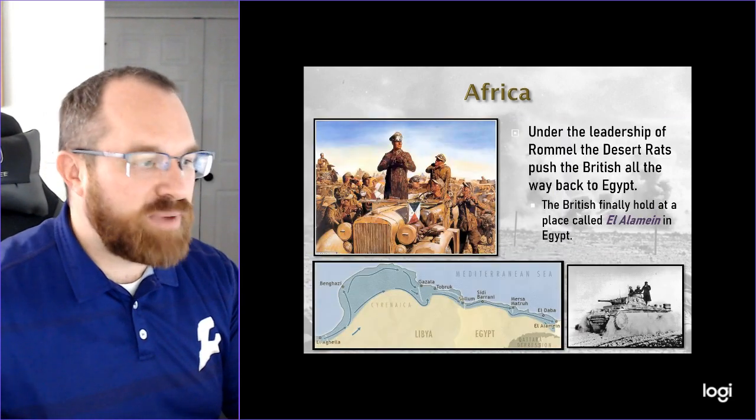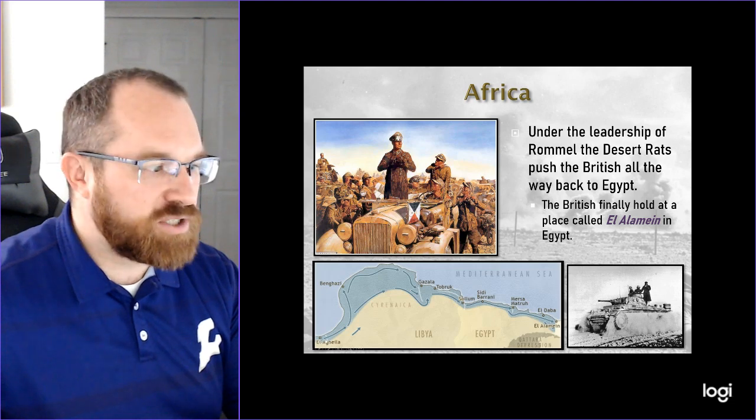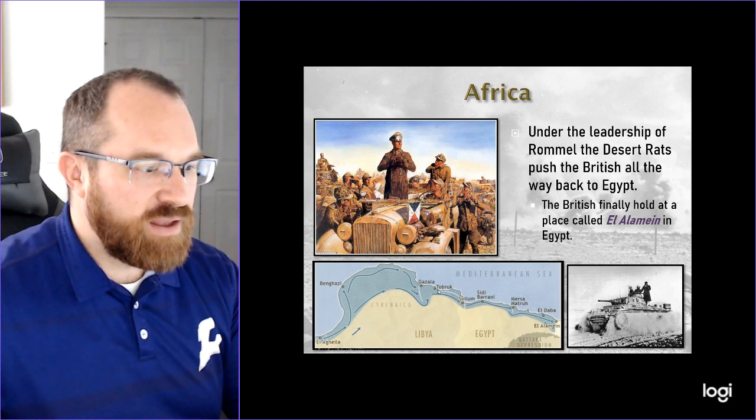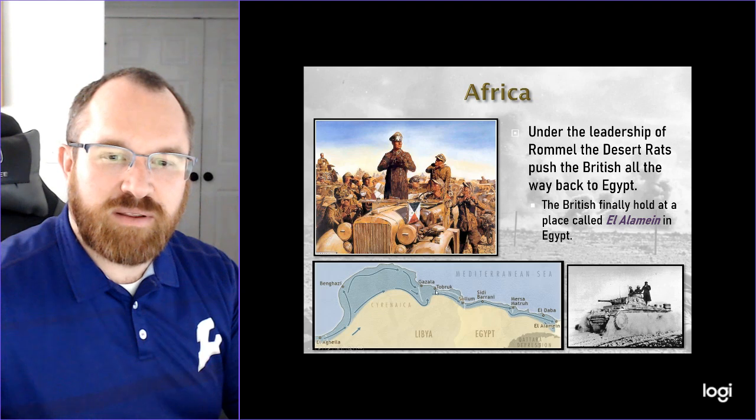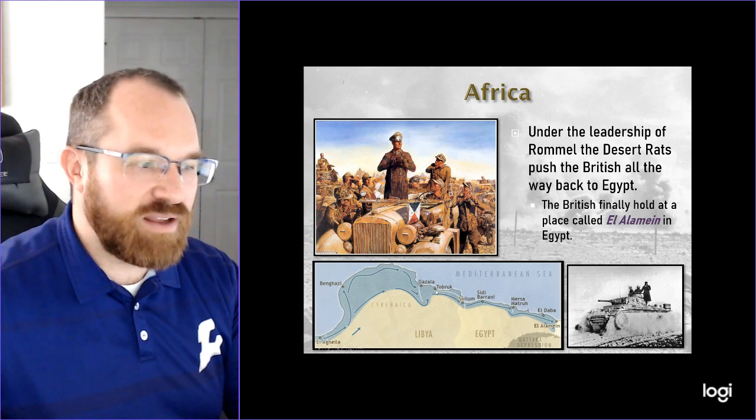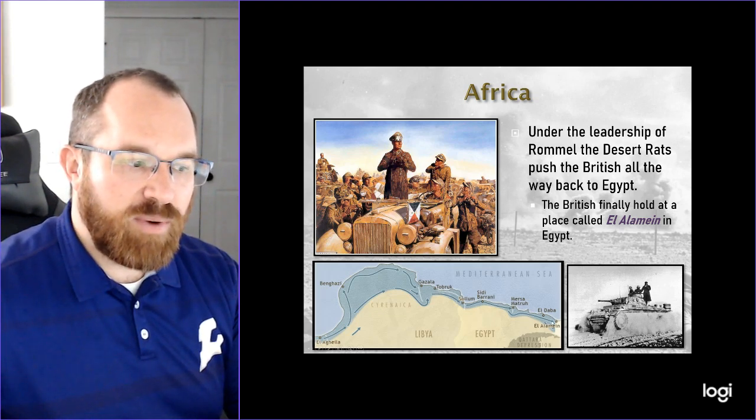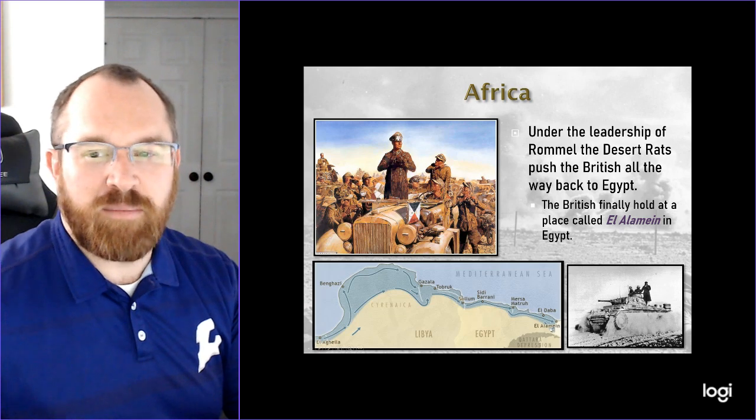He pushes back across this map down here, pushes back across all North Africa. Has a major battle here in Tobruk. The British try to hold out there pretty good, but in the end still go down, and Rommel forces them all the way into Egypt to a place called El Alamein.